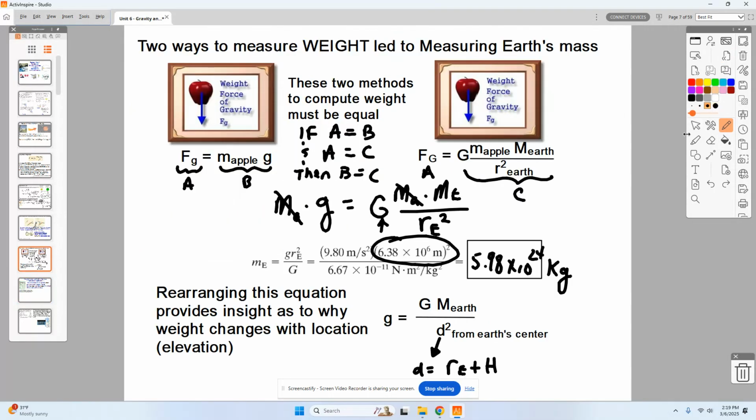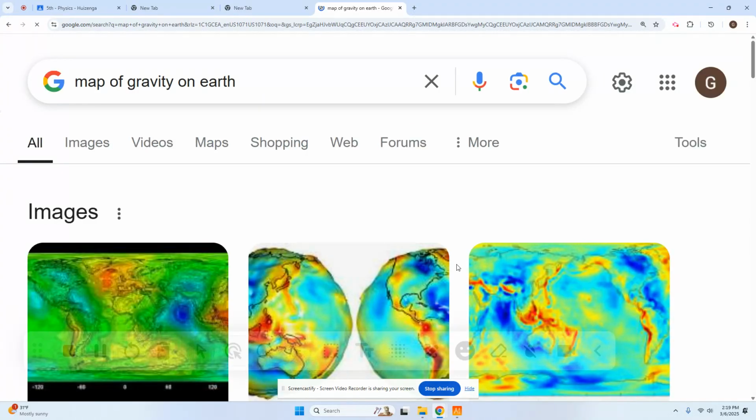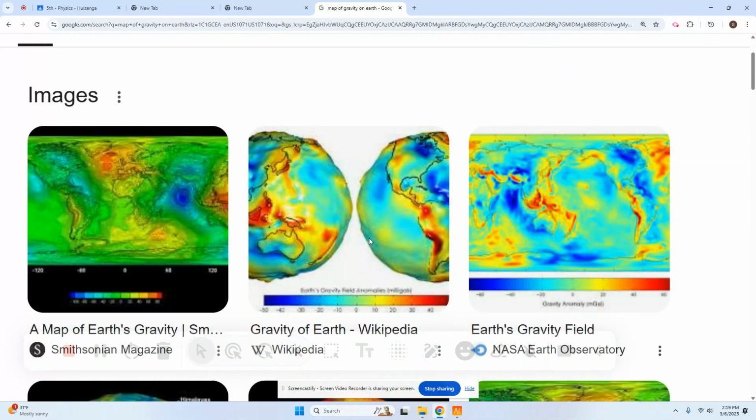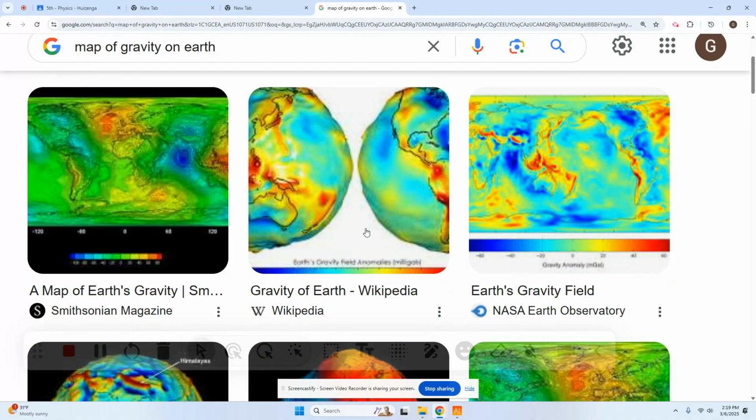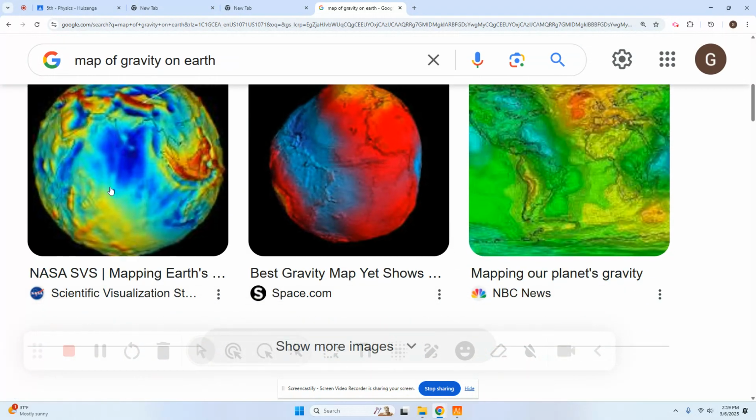So g does change. Now, I want to take a moment and show you some g anomalies. If you can give me a moment, I'm going to look at how g varies on the surface of the Earth. Some of these maps are interesting to look at. This one right in the center is Wikipedia. It's probably not the best resource for that. Here's NASA.